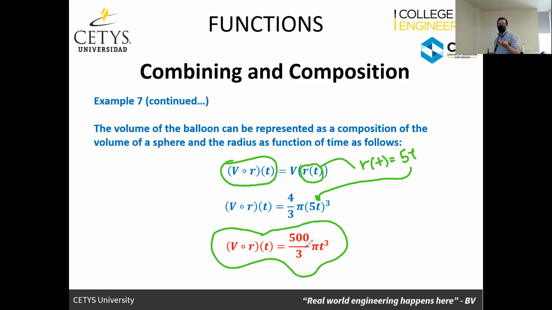So now the volume isn't a function of the radius. The volume is a function of time based on the increment of the radius. So I've created a new function which is the composition of V and R. This is one example of an application of the composition, where basically we have two functions and we want to relate them.